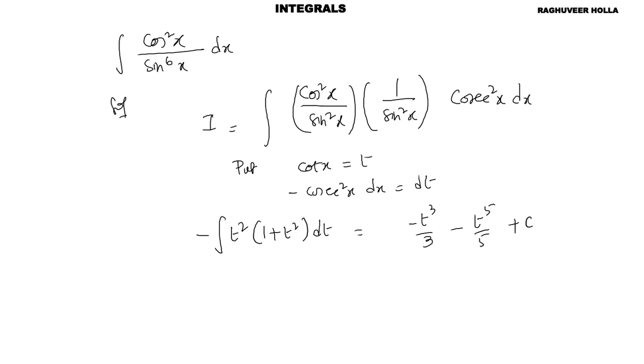Now this is equal to minus cot cube x by 3 minus cot to the power 5 x by 5 plus c, because t is cot x, and the variable is x here. So this is the solution of this integral. Let us proceed further.